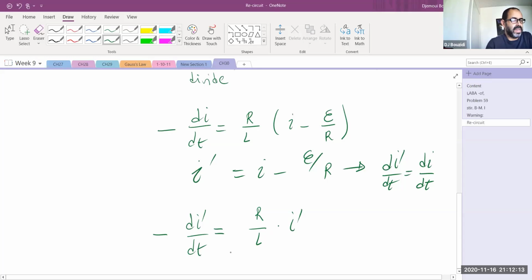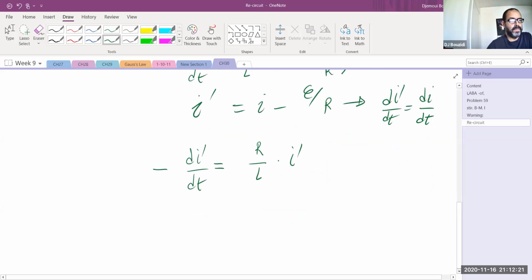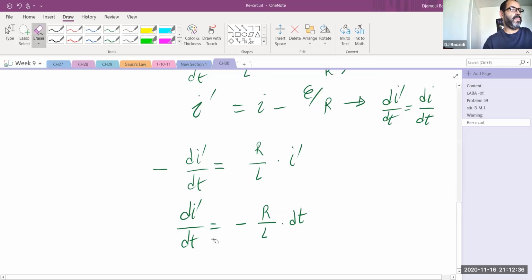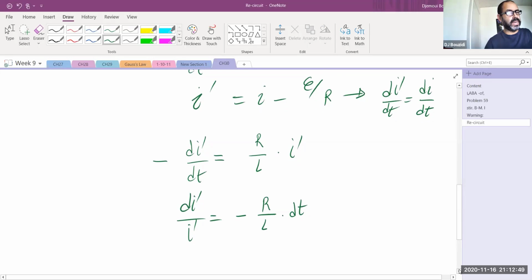The technique, usually you divide by I prime and you multiply by dt, and that basically gives you, at the end of the day, this expression dI prime over I prime equals minus, I'm moving the minus to the other side if you're curious, minus R over L times dt. I'm sorry, did I do this wrong? It's actually I prime. Again, all I have to do now is integrate.